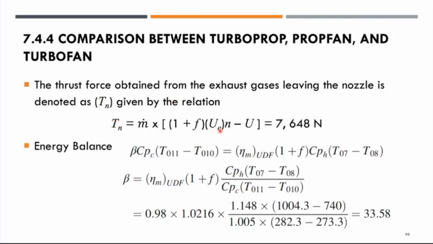thrust. So you have the component of the exit velocity at the nozzle and the exit velocity at the unducted fan as well, right? So you get the total thrust to become 7,648 Newton. This is the thrust from the prop fan as a whole. With regard to the energy balance, you want to find the bypass ratio, beta. Using all the information, putting in the numbers, you get the beta value to be 33.58.